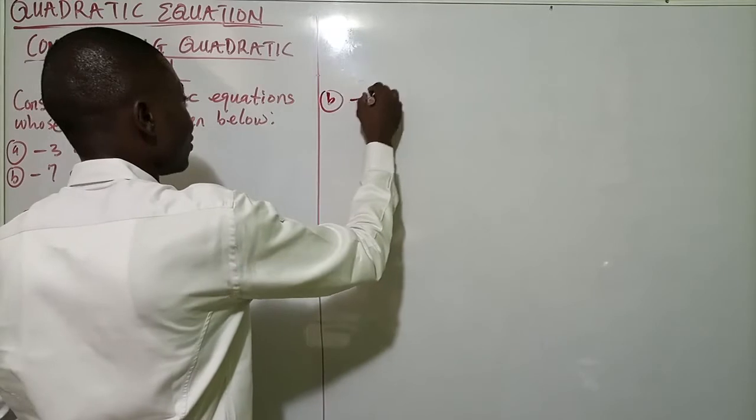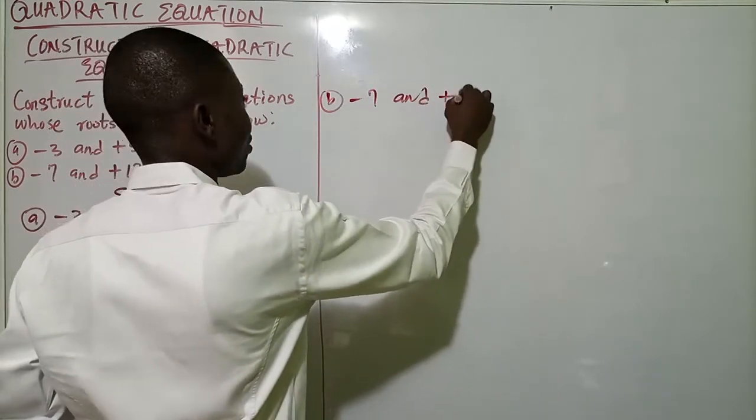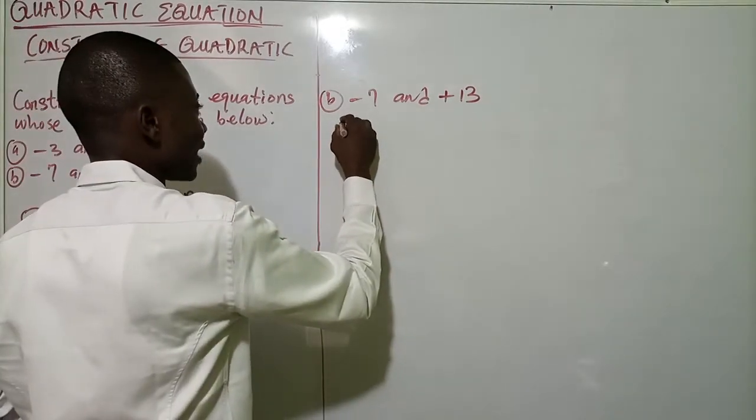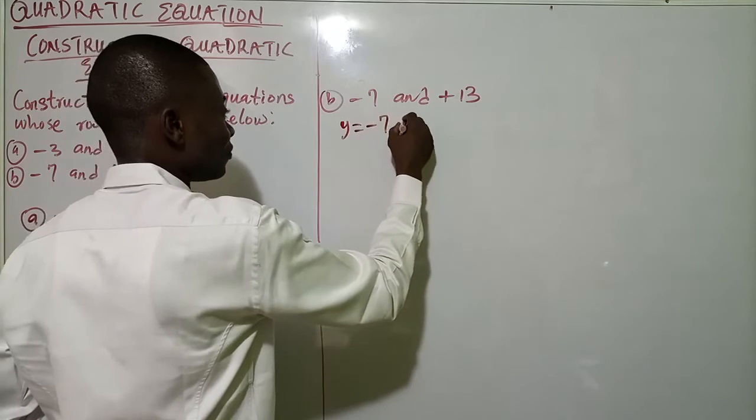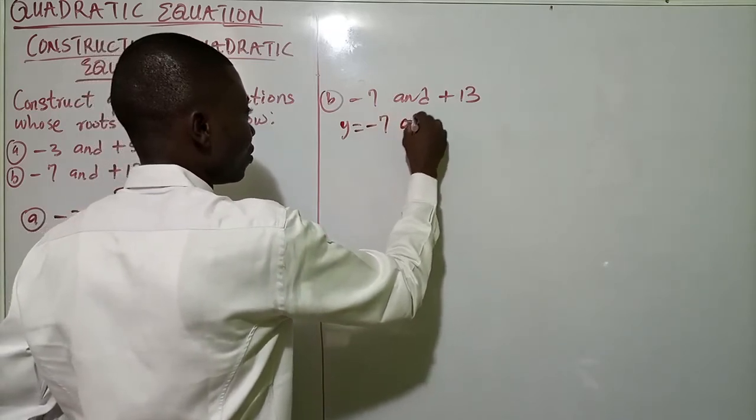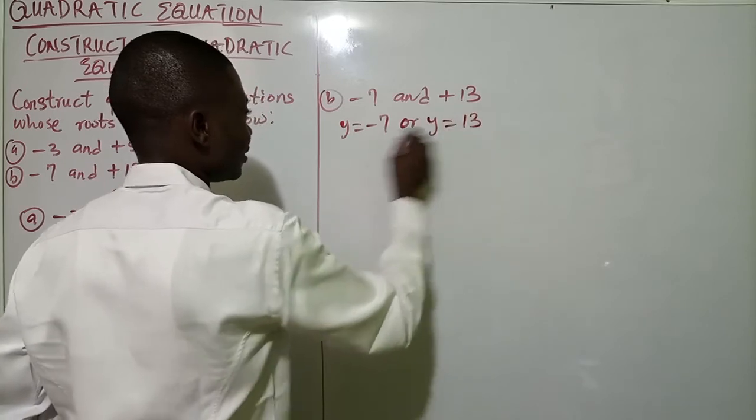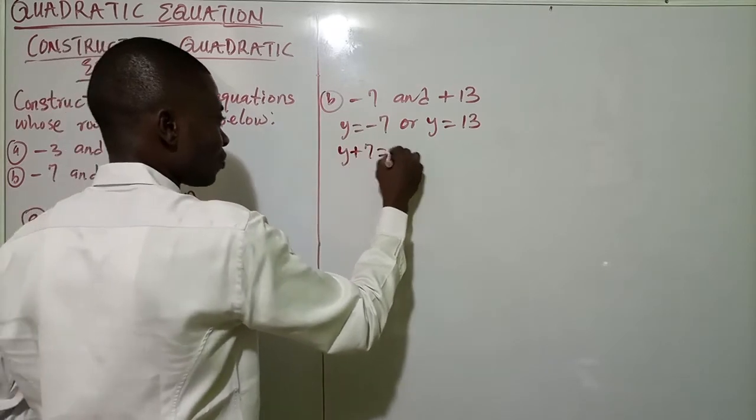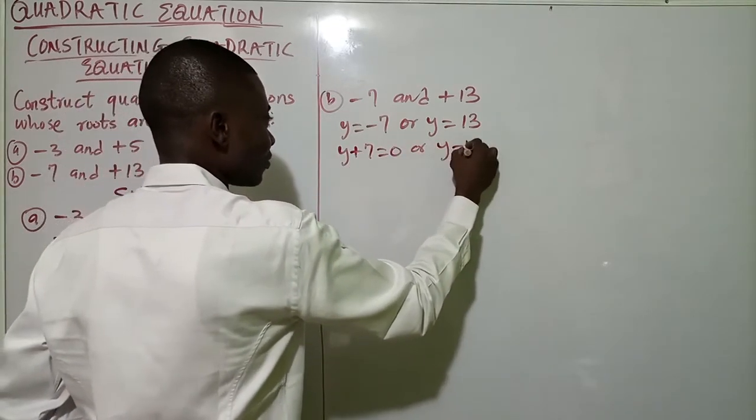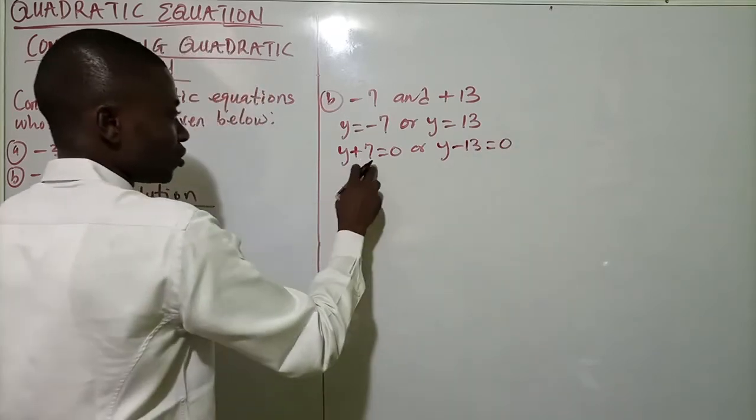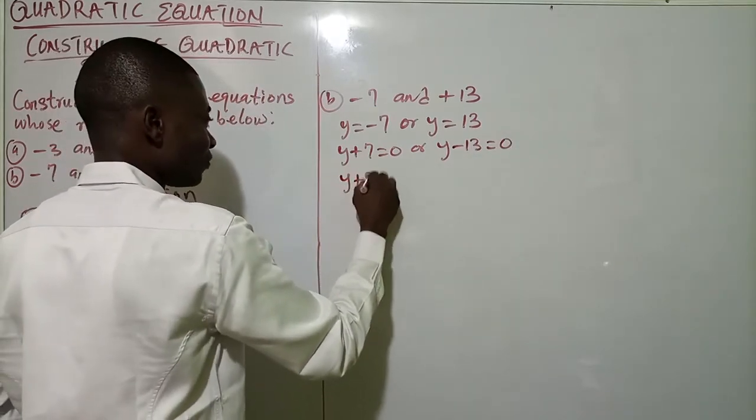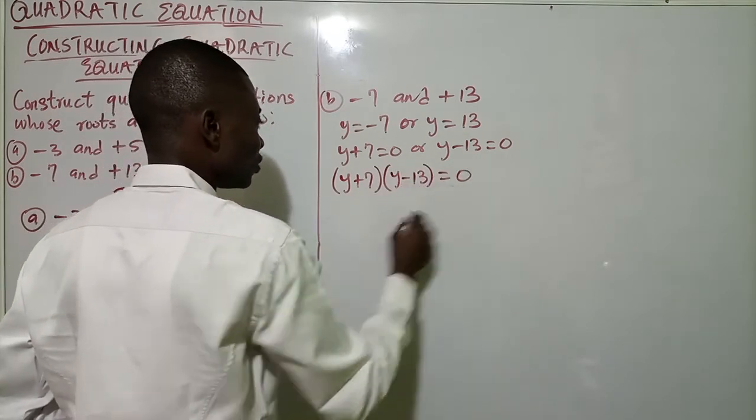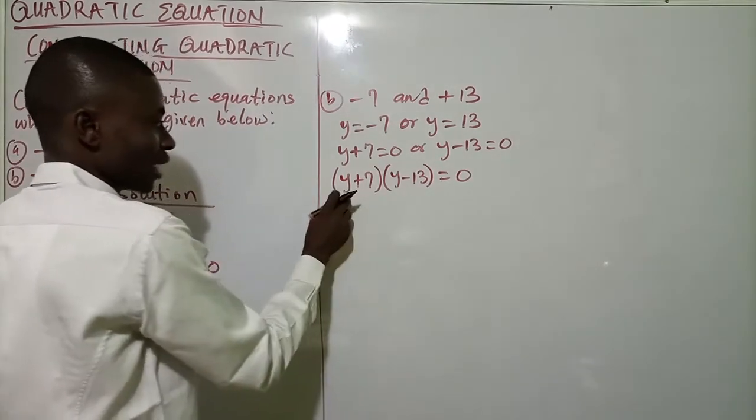Now let's do the second one. Now B. Minus 7 and plus 13. Let me use y this time. This means that y equals minus 7, or y equals 13. So y, if this minus comes here, it turns to plus 7 equals 0, or y minus 13 equals 0. So I say (y plus 7)(y minus 13) equals 0. Now all I do is open the bracket.